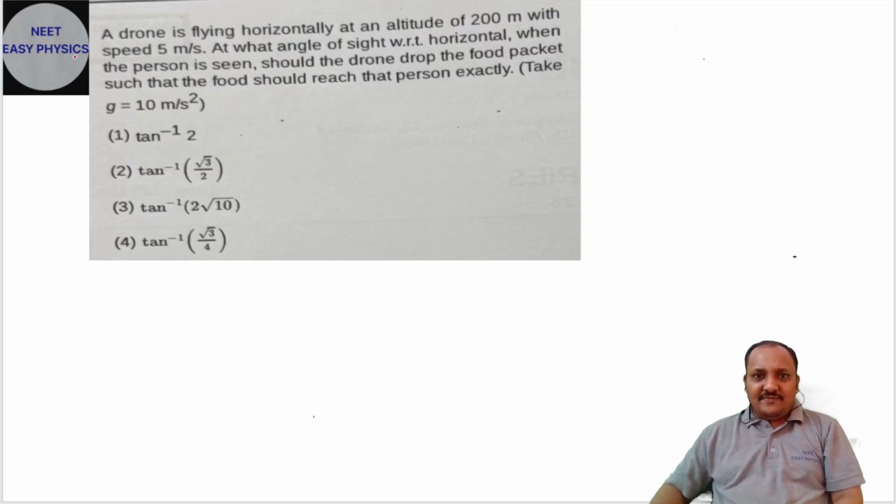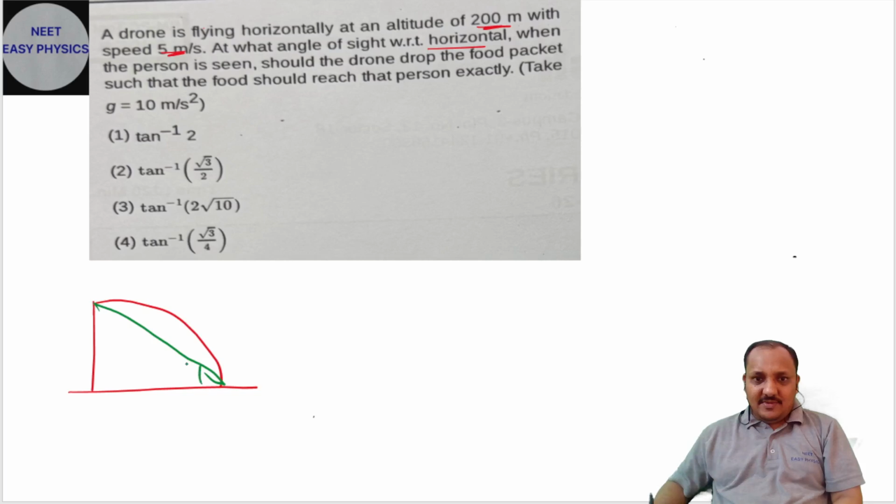A drone is flying. This is horizontal projection from the top of the tower, from a height of 200 meters with speed 5 meter per second. At what angle of sight with respect to horizontal is the drone seen? So this is horizontal projection from the top of the tower. What does the angle of sight mean? This is going to be alpha.